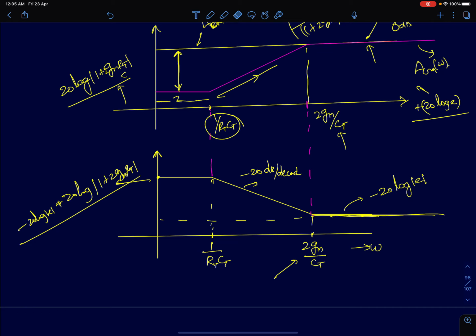So remember, higher the CMRR, the better the system is. Ideally, CMRR should be equal to infinity. Okay, so now we have plotted all the responses. Now we'll try to interpret these results.